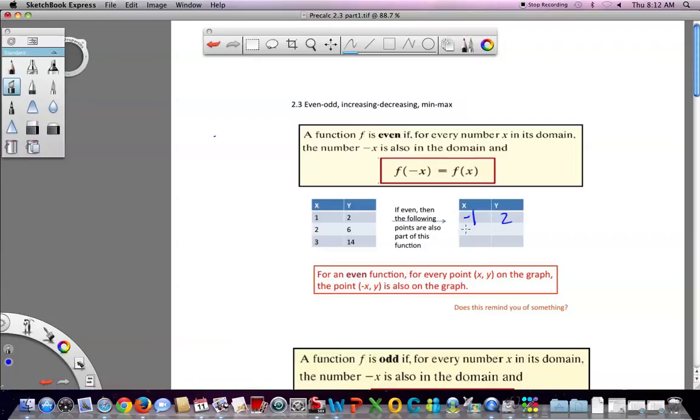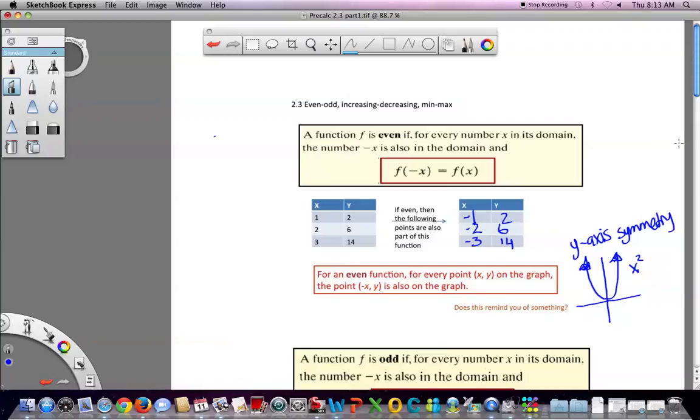So a negative 2 would give you 6, and a negative 3 would give you 14. Hopefully that reminds you of something. Hopefully you're thinking, well, that is y-axis symmetry, and that would be correct. So an even function has y-axis symmetry, and a function that we're pretty familiar with that would have y-axis symmetry would look like this, which would be x squared. Sorry, I'm at a bit of an angle there.